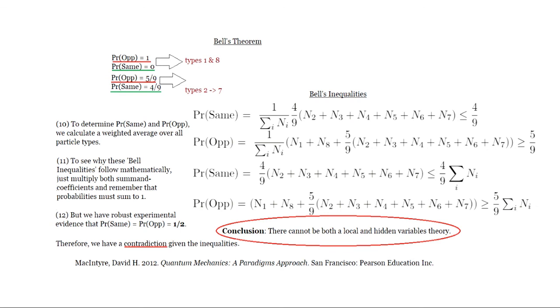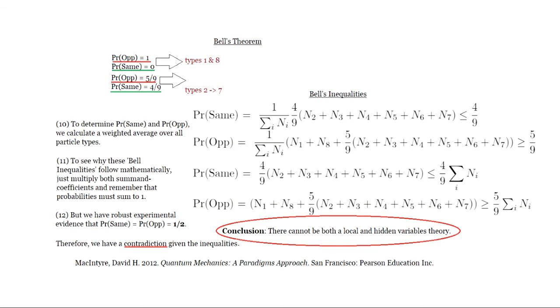And the last step before we get to the conclusion is that it turns out we actually have robust experimental evidence that the probability of same is equal to the probability of opposite, which equals 1/2. That is 4.5 over 9. Now, if you look very carefully at what this means, that means that the Bell inequalities are violated. After all, we know from experimental data that the probability of same equals the probability of opposite, which equals 50%.